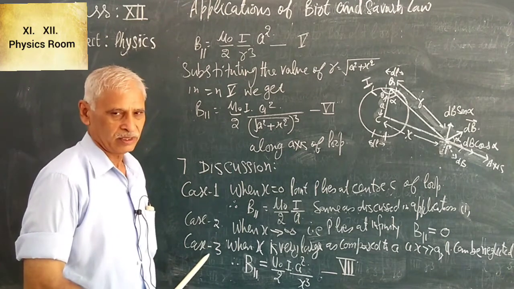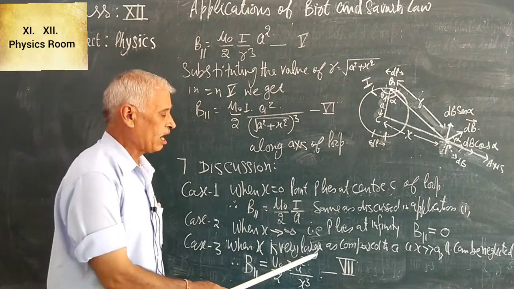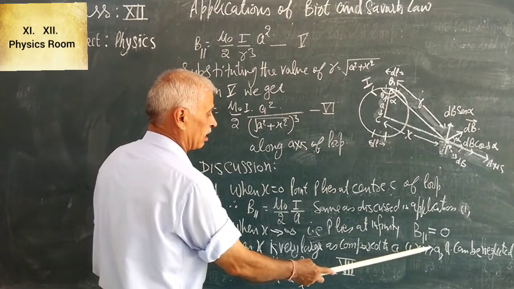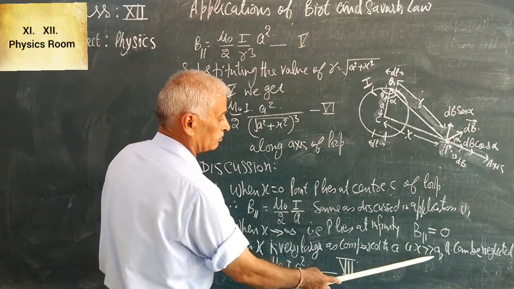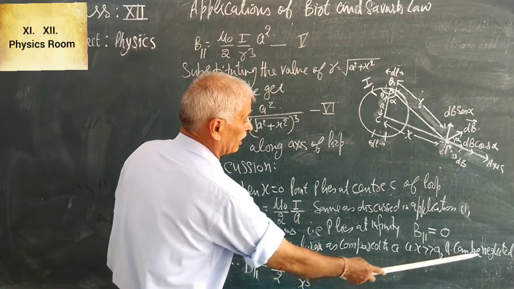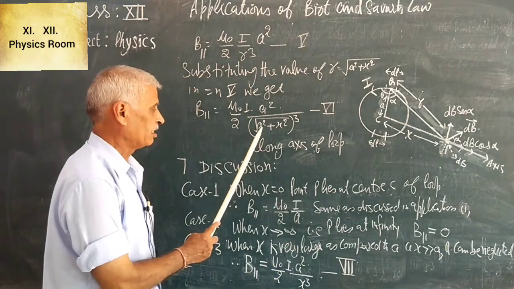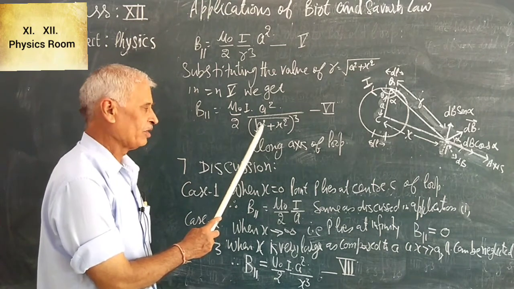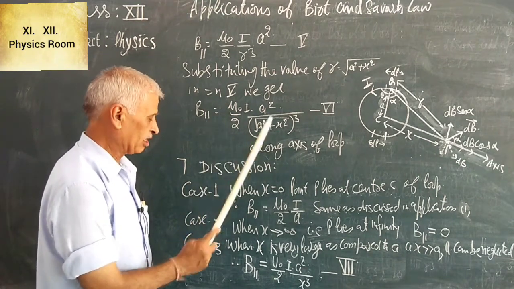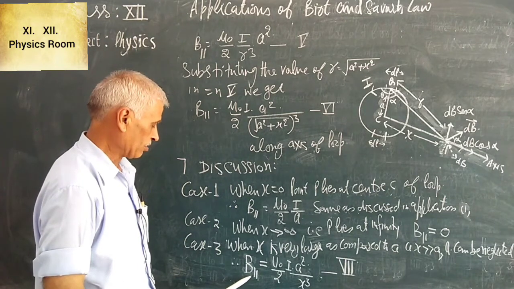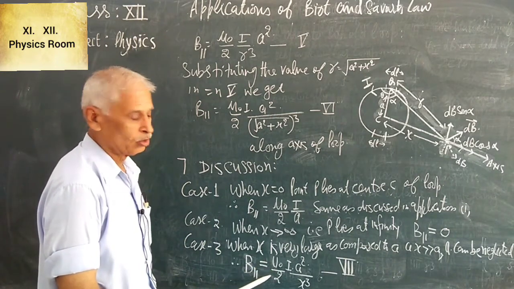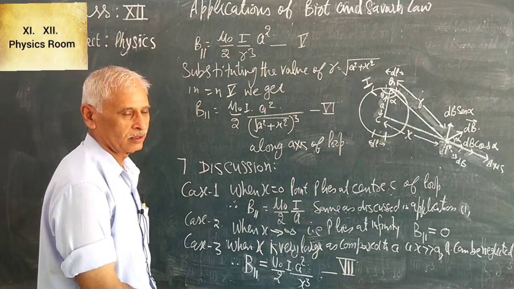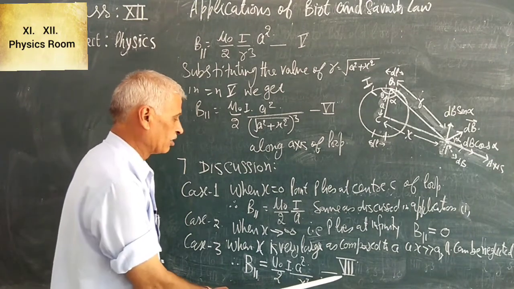Now case 3, when x is very, very large as compared to a, then a can be neglected. In denominator, we can neglect a. In numerator, we cannot neglect a. After neglecting a, we evaluate this expression. It comes out to be like this. B parallel is equal to mu 0 by 2 into I into a square by x cube. Let us mark it as equation number 7.